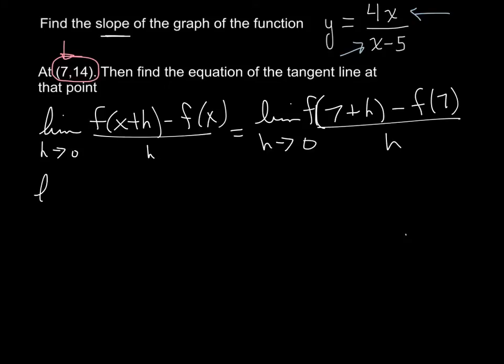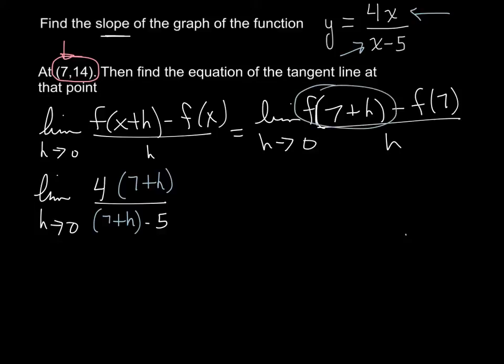So here we go. I have the limit as h approaches 0 of 4x, where I see an x, I'm going to plug in 7 plus h, divided by x, where I see an x, I'm going to plug in 7 plus h minus 5. So that's just this first piece right here. Let's just block that off. Minus, everywhere I see an x, I'm going to plug in a 7.